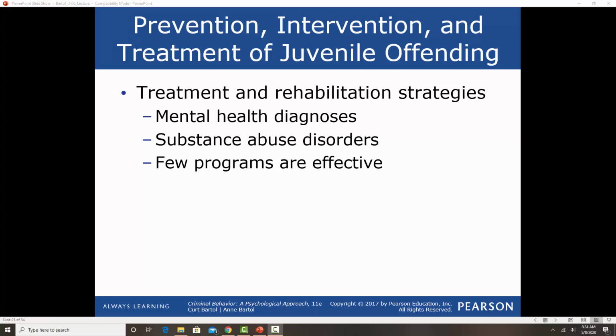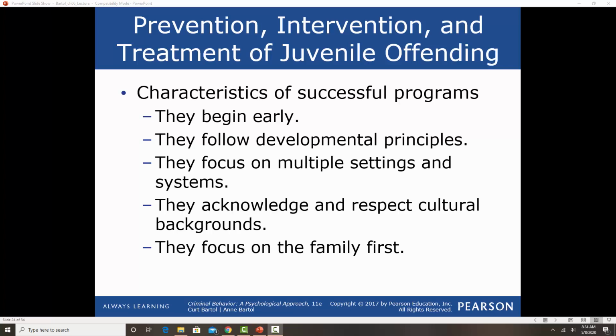Successful programs have very specific characteristics. They begin early, like preschool early. There's actually a link in the content for this chapter on a preschool study that showed to be very effective. When you see kids that have some of those early red flags that we talked about, getting them into preschool programs. So read that. It's really interesting. They begin early. They follow developmental principles.